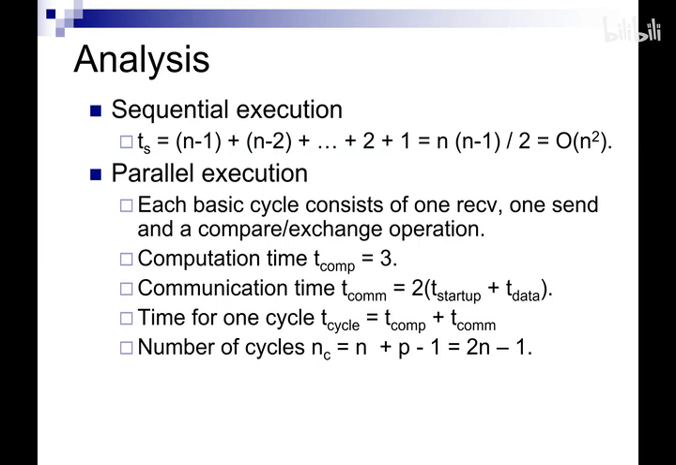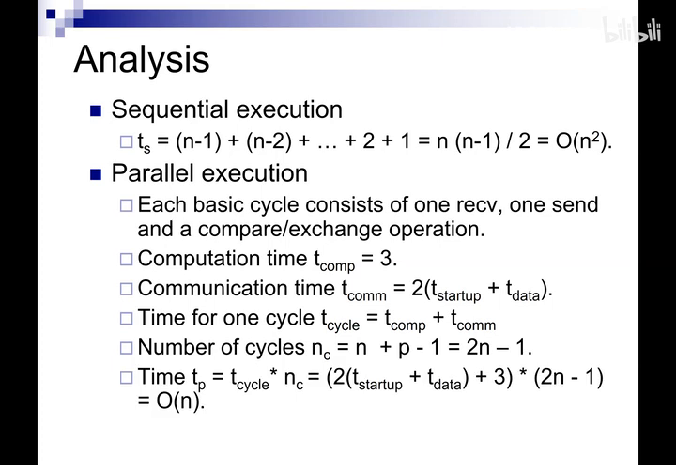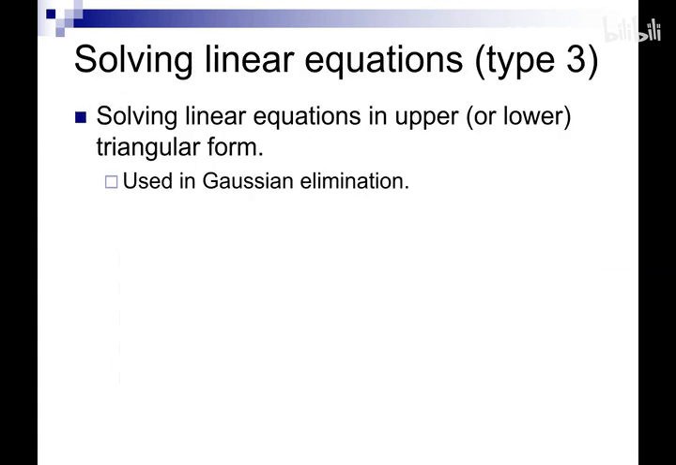The total number of cycles is going to be n plus p minus 1, where p is equal to n, so it's going to be 2n minus 1. The total computation time is going to be the cycle time times the number of cycles, so it's going to be something linear in n. The parallel execution time is linear in n, and the sequential time is going to be order n squared. So you get a factor n speedup, a linear speedup in this case.